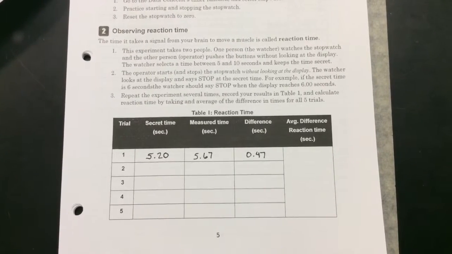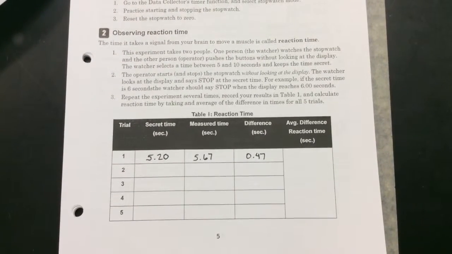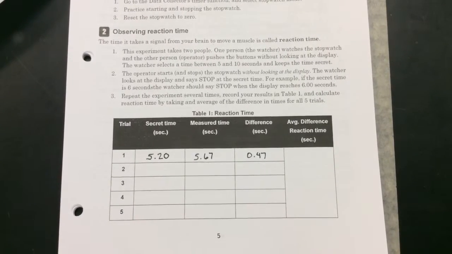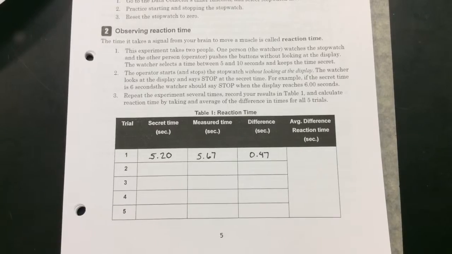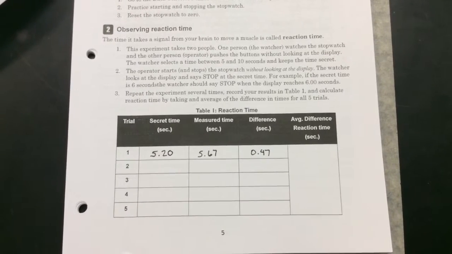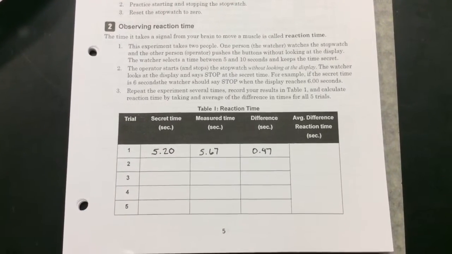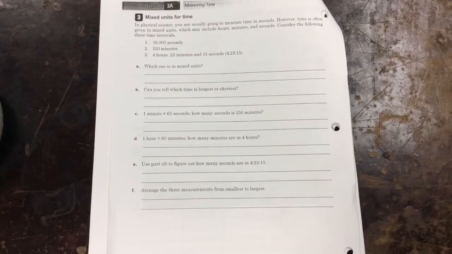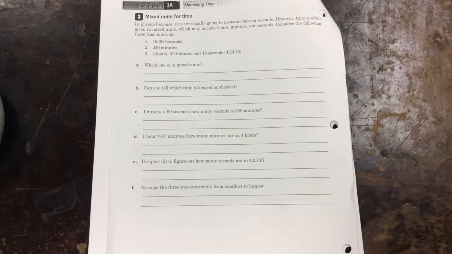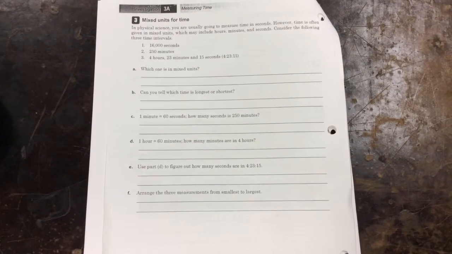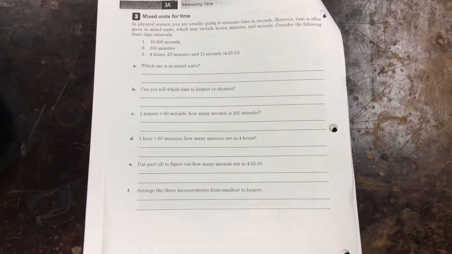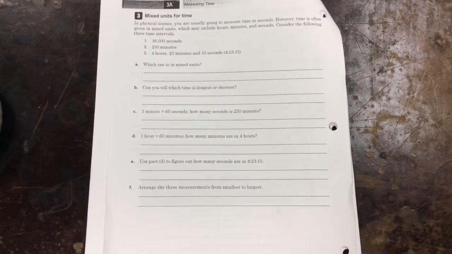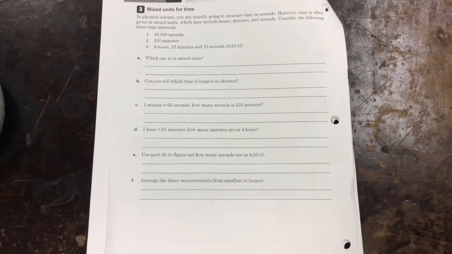You and your partner will continue on doing 5 trials. Once you're finished that, you'll find your average difference reaction time. This can be found by taking your differences, adding them up, and then dividing the total by 5 to get your average difference reaction time. Once you have completed section 2, please move on to taking a look at mixed units for time, which is section 3. In section 3, you will need to show your work, which means you'll write the numbers in the equation. Then you can use a calculator to calculate the answer.